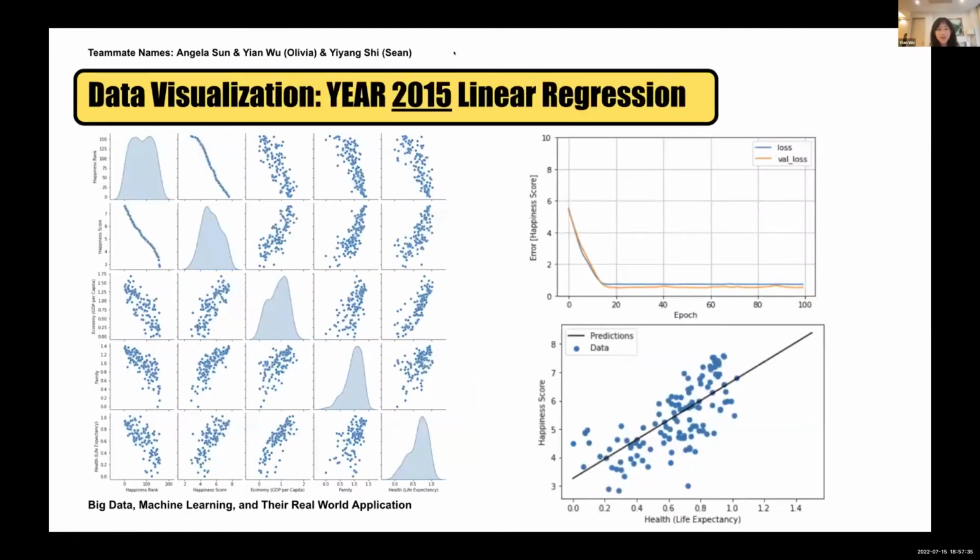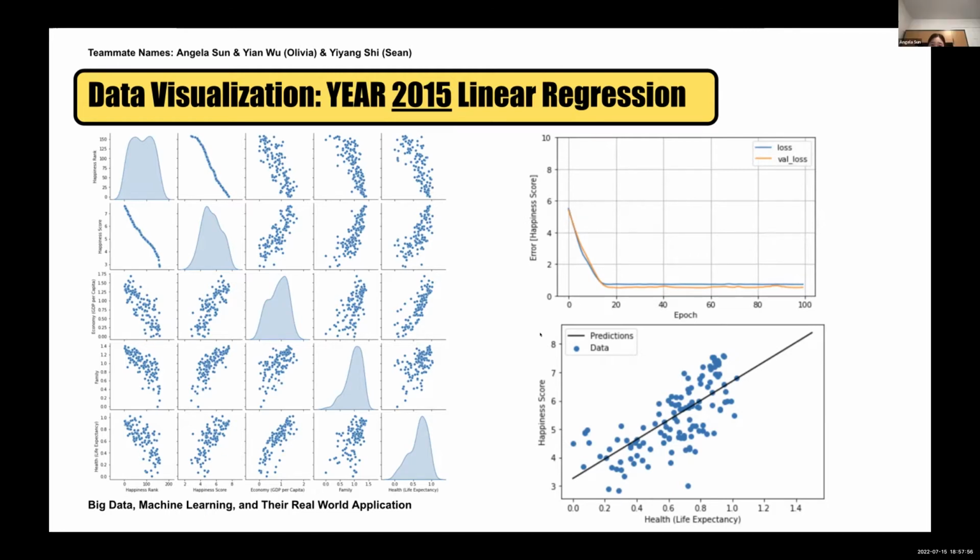So here is the visualization of the linear regression model from the year 2015. It includes a pair plot of several different variables, such as the happiness rank, happiness score, economy, which is also GDP per capita, family, and also health.